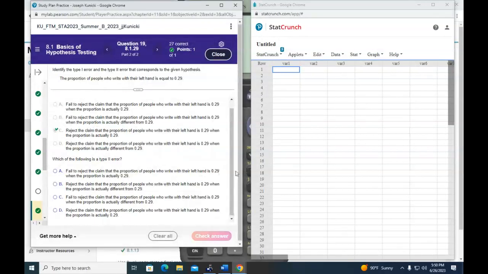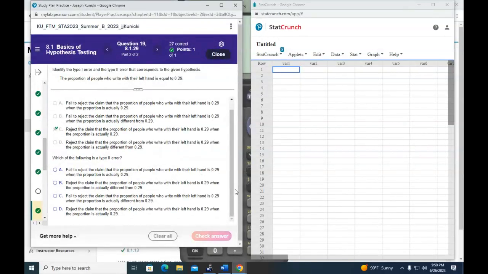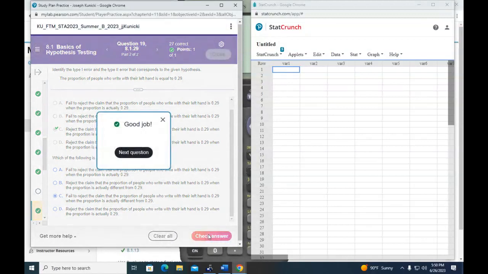And then they're going to ask us, what's the type 2 error? Well, a type 2 error has to be fail to reject, so it has to be either A or C. It can't be the other one because it's a fail to reject. You fail to reject when it's false. So this one: you fail to reject when it's actually different. So it'd be C. See it? That's how you work these out. You can eliminate half, two out of four of them, and then just figure out which one has the right wording.